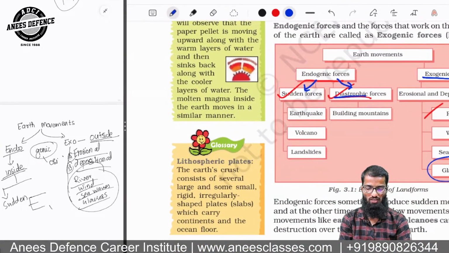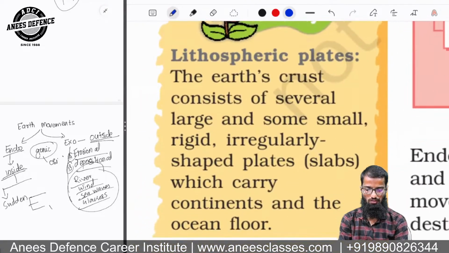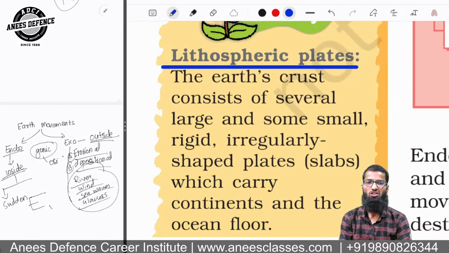We will continue with the further movements in the earth. You can see in the box, these boxes of NCERT are very important. Lithospheric plates: the Earth crust consists of several large and small plates which are rigid and irregular, and which carry continents and also the oceanic floor. You have different plates. The Earth crust is made up of different plates.